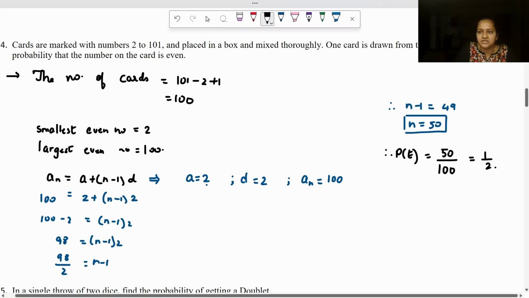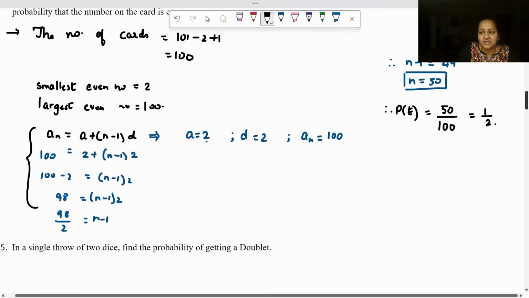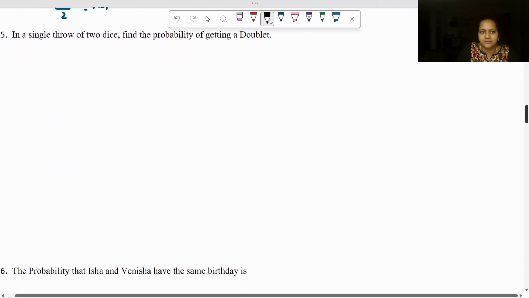See, this was a very simple question. You could have done this without this part, right? If you have understood, very nice. If it becomes a subjective question, yes, we show the working as how we've got 50 cards or 50 even cards by solving by AP.